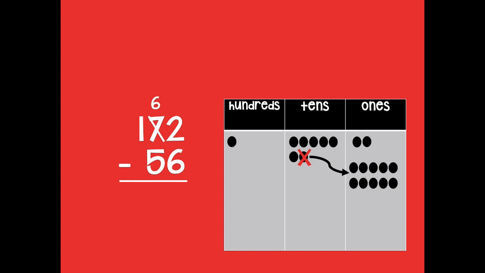Now I'm left with 6 tens, and I just added 10 ones. So 10 ones plus 2 ones that I already had is 12 ones. Now with 12, I have enough to subtract 6. If I take away 6, I'm left with 6. Then I move to my tens place, 6 minus 5. I'm able to do that, so I take away my 5, and I'm left with 1. In the hundreds place, there's nothing to subtract, so I can bring that 100 straight down. So 172 minus 56 equals 116.